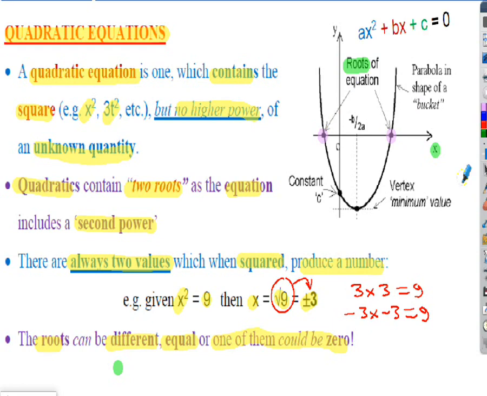Note also that the generic form of a quadratic equation is ax squared plus bx plus c equals to 0, where the c is equal to the intercept of the quadratic curve with the y-axis. It's called the constant c. And also the lowest point on the curve, in this case the minimum value, is termed the vertex. There is also a vertex at the top of the curve if the parabolic shape is inverted.